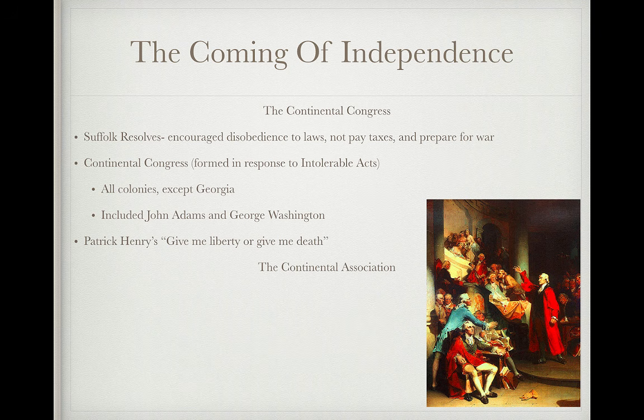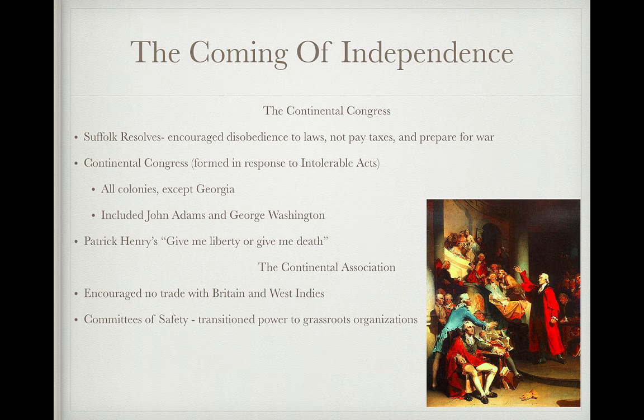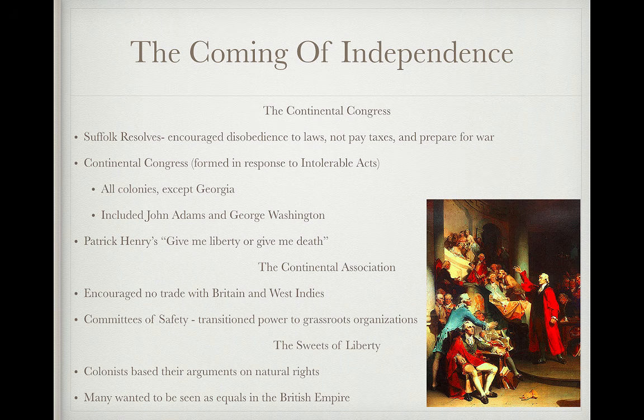Patrick Henry gave his very famous speech, "Give me liberty or give me death," that really became a rallying cry as well. Now, the association encouraged no trade with Britain in the West Indies, and committees of safety developed, and they were created to help transition power from colonial governments in which the British government had control to grassroots organizations. And colonists based their arguments on natural rights, their rights to elect individuals, to not pay taxes without consent. And many colonists wanted to be seen as equals in the British Empire, which the British did not share the same view.